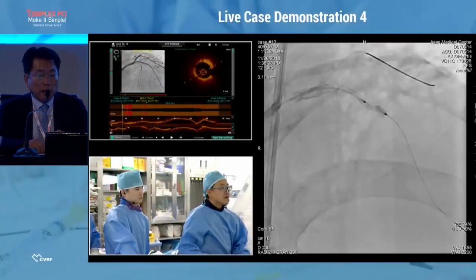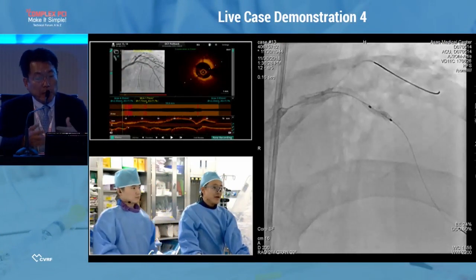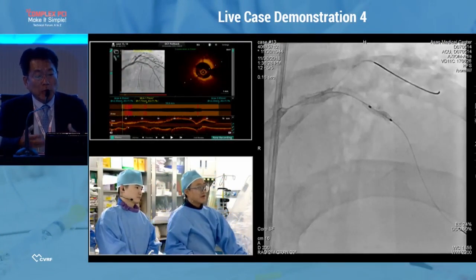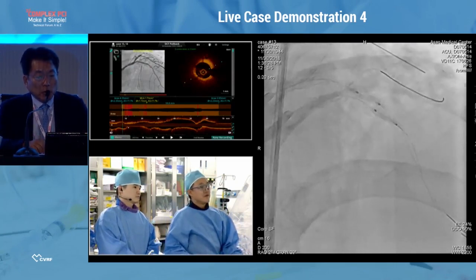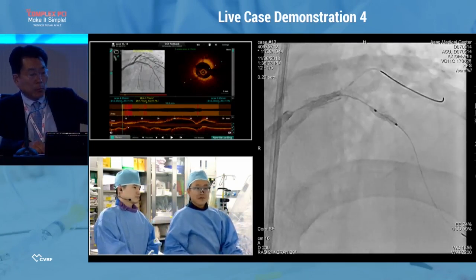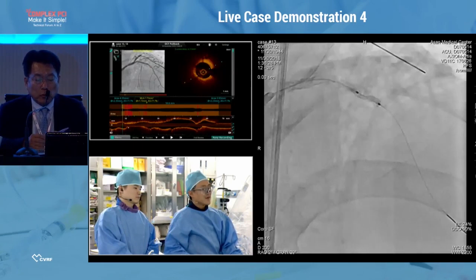Why did you do that? By OCT findings, the main mechanism of ISR is underexpansion, right? Yeah, very small, underexpansion, not too much intimal hyperplasia. So, what do you think? I think a non-compliant balloon, 2.75 or something a little bit bigger, hyperinflation, I think is the first choice.